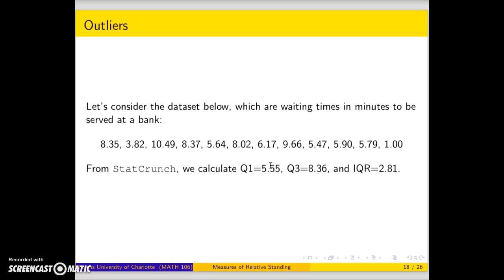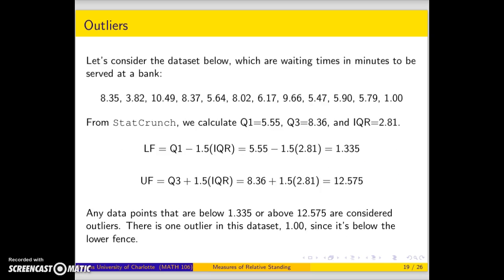So if we look at the example of waiting times in a bank to be served in minutes. The first person waited 8.35 minutes, while the second person waited 3.82 minutes, and so on. From StatCrunch, we get Q1 is equal to 5.55, and Q3 is equal to 8.36. Therefore, the interquartile range is just Q3 minus Q1, and that's 2.81.